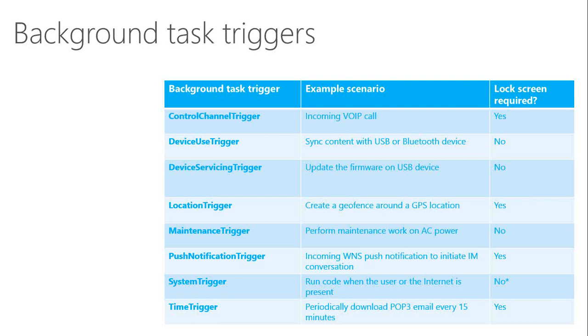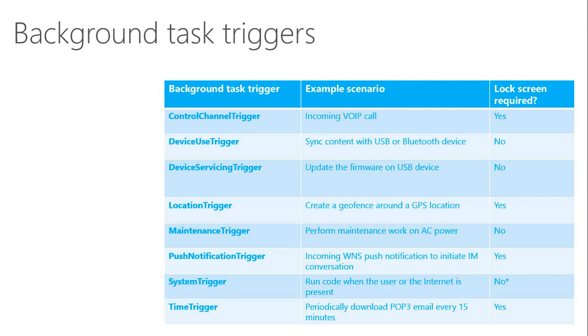Device use triggers and device servicing triggers are the two triggers which are available in Windows 8.1. These are used for USB and Bluetooth device sync. Also, they're used to update the firmware. Next is the location trigger, which is also a Windows 8.1 trigger. It is used to create a geofence around a GPS location. So if you have marked a place and created a fence around that place and your device enters that geofence, this trigger is fired and the corresponding background task is executed.